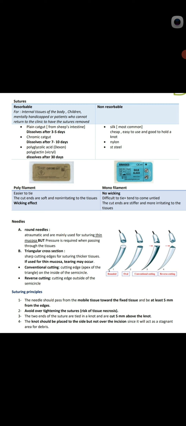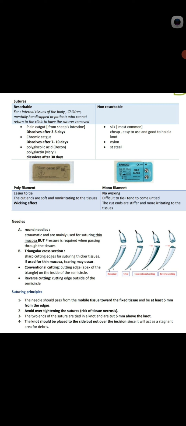Next is non-resorbable. In non-resorbable there is silk, which is the most common. Why? It is cheap, easy to use, and good at holding a knot. Next is nylon, and next is stainless steel.